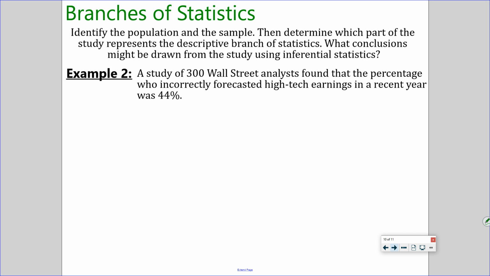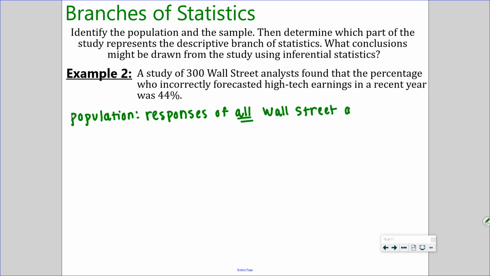Okay. Not a lot of information given, but our population would be responses of all Wall Street analysts, our sample, which is the responses of the 300 that were studied.